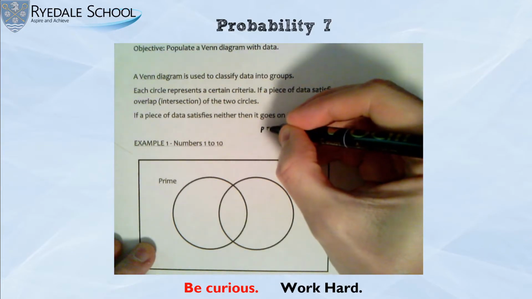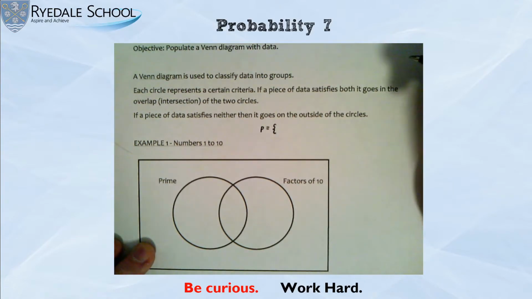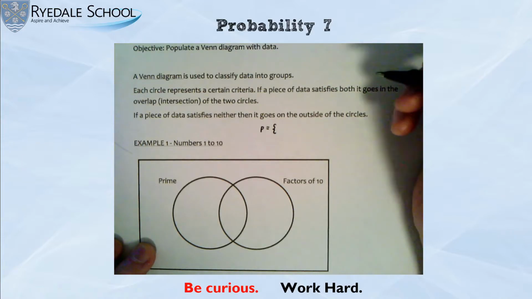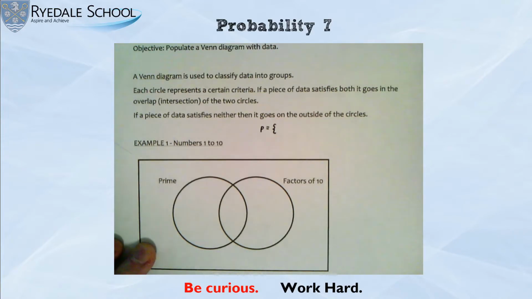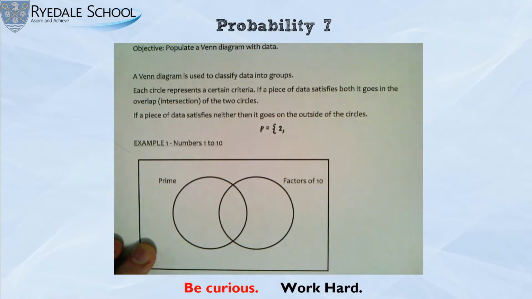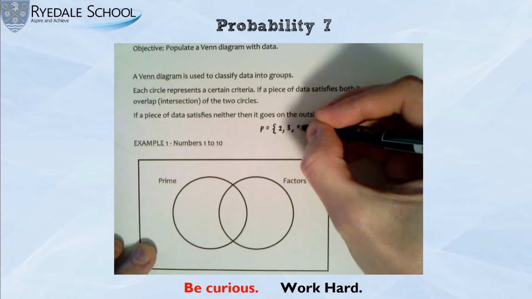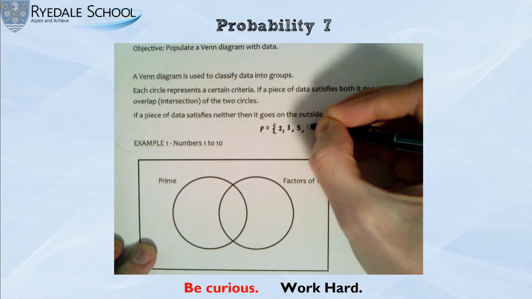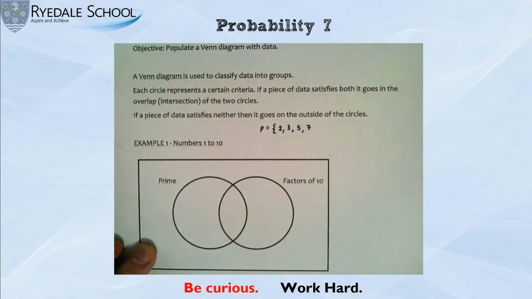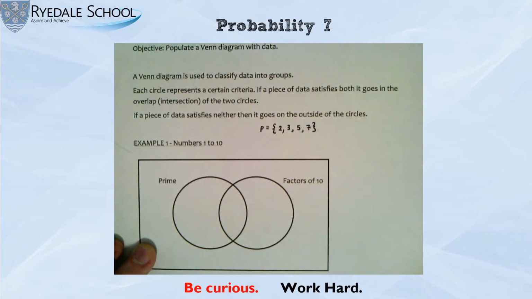So let's go through my prime numbers first. Now, one thing to remember is 1 is not a prime number because it only has 1 factor. So the prime numbers are 2, because it can only be divided by 1 and 2, 3, 5, 7, not 9 because 9 can be divided by 1, 9 and 3. So those would be your prime numbers.